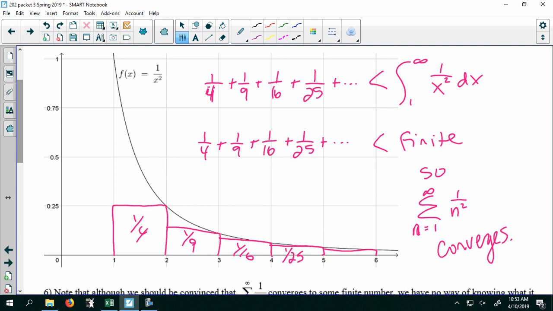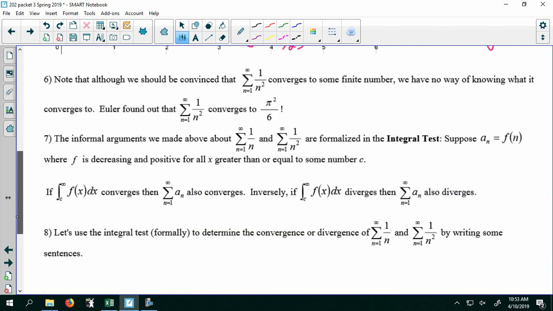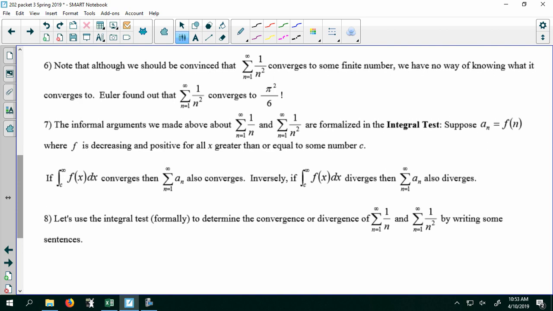Everybody convinced? Okay. All right, so we should be convinced that the sum of 1 over n squared converges to some finite number. We have no way of knowing what that number is. And Euler found that that sum is actually pi squared over 6. That's crazy that it adds up to an irrational number. Add up all these fractions, rational numbers, and you get something with pi in it.